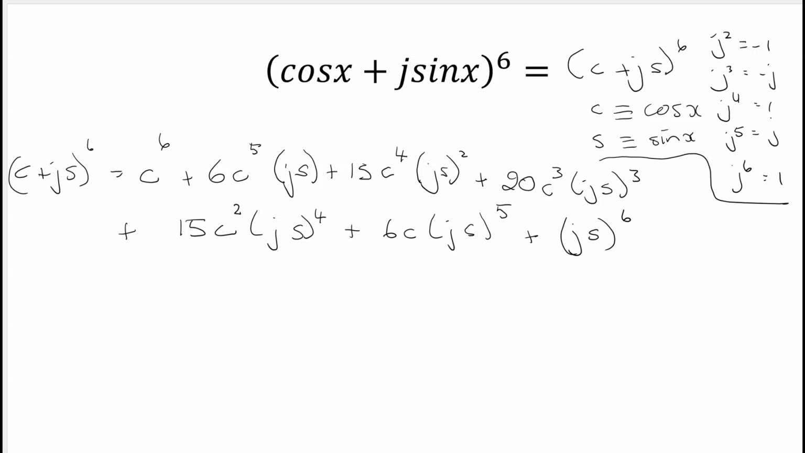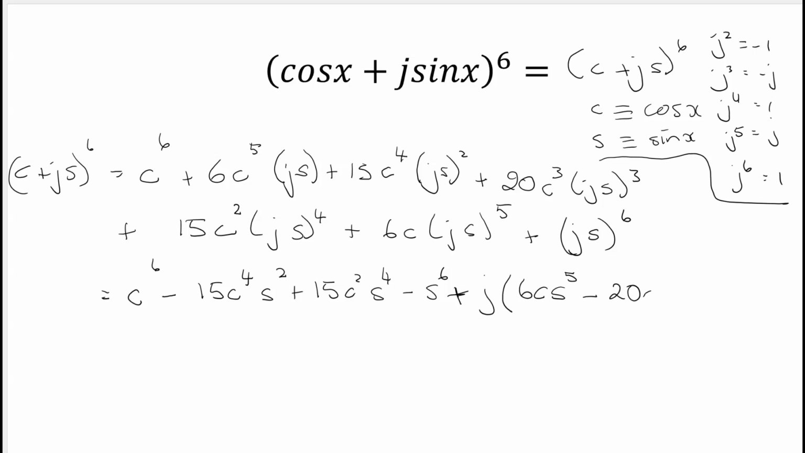And if we rearrange that, deal with all the j's, then we end up with c to the power of 6 minus 15c to the power of 4 s squared plus 15c squared s to the power of 4 minus s to the power of 6 plus j times 6c s to the 5 minus 20c cubed s cubed plus 6c to the 5 s.